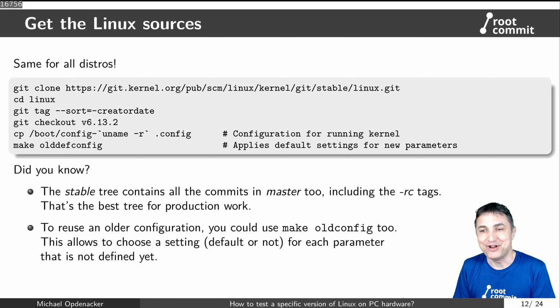By the way, this manipulation made me realize that the stable tree also contains the release candidate tags and actually all the commits in the tree from Linus Torvalds. Nice, isn't it? So the stable tree should be fine for most of your testing needs.